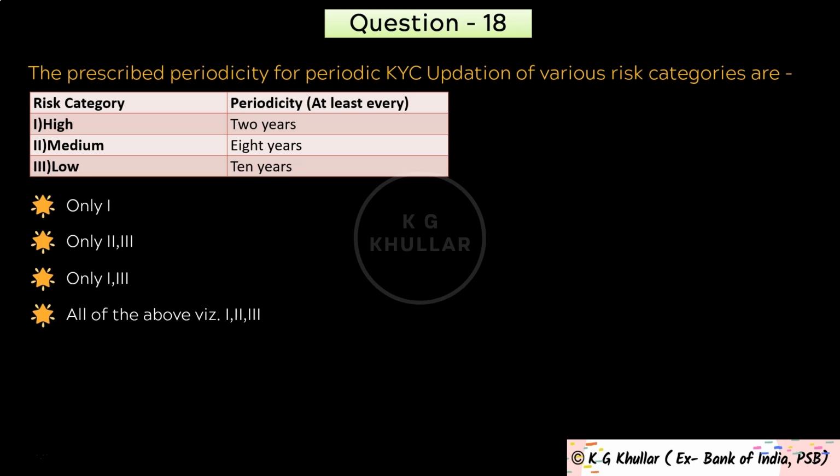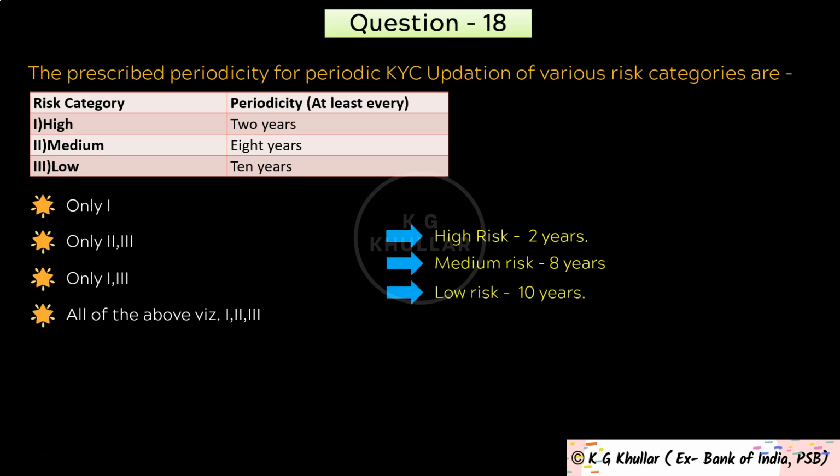And these answer choices are also given to you. Now friends, here please note that RBI has mandated banks to periodically update different risk category accounts. So for high risk category it's every 2 years, for medium risk it's 8 years, and for low risk it's 10 years. So the correct option for the given question is option D.